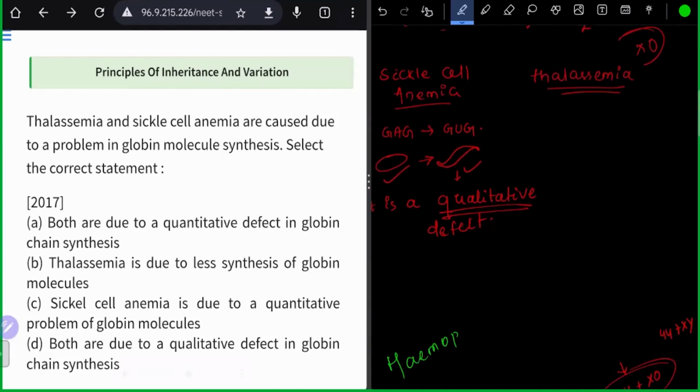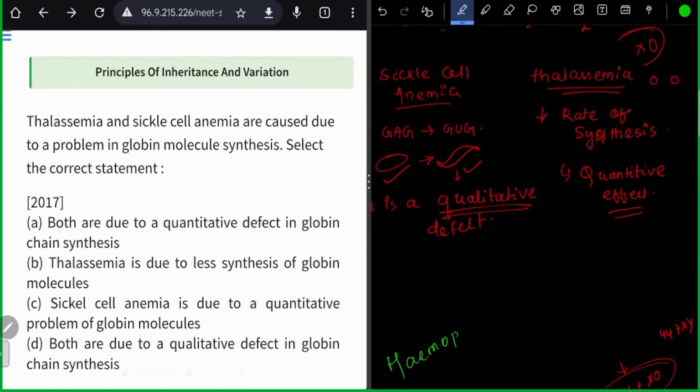In thalassemia, what happens? We know hemoglobin has alpha chain and beta chain. There is a mutation in globin chains, so that there is a reduction in rate of synthesis. So it is a quantitative effect. Here you can see both are due to quantitative defect in globin chain synthesis. No, because sickle cell anemia is a qualitative defect.